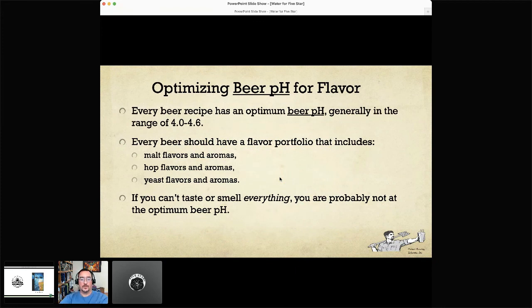Optimizing beer pH for flavor. Okay, every beer recipe has an optimum beer pH, generally in that range of 4 to 4.6. Every beer recipe should have a portfolio of malt flavors and aromas, hop flavors and aromas, and yeast flavors and aromas. If you can't taste or smell everything that you're putting into that beer, then you may not be at the right beer pH. So I suggest you go back up to the mash, adjust the pH up or down, and allow that change to trickle through the process to change your beer pH and see if that doesn't improve the flavor character of your beer.